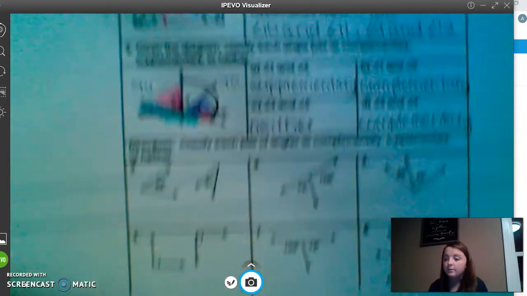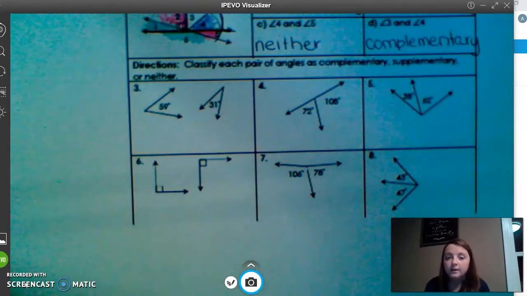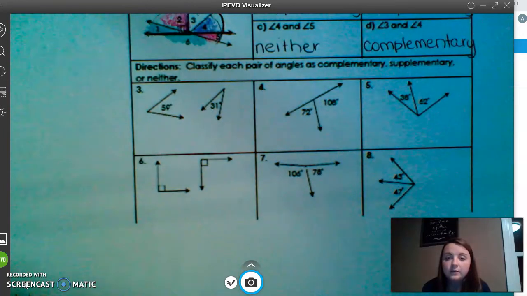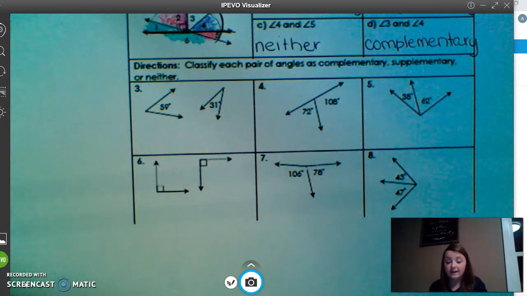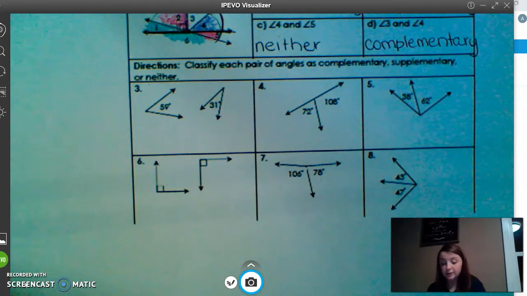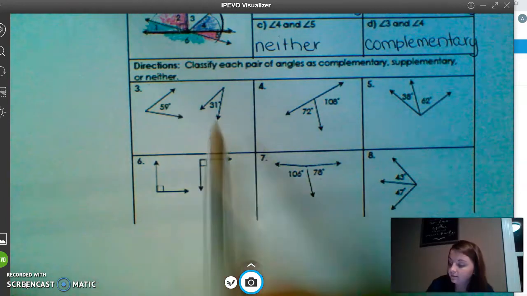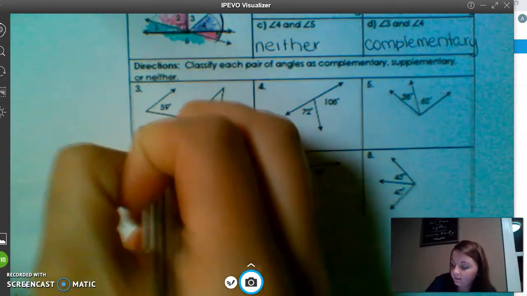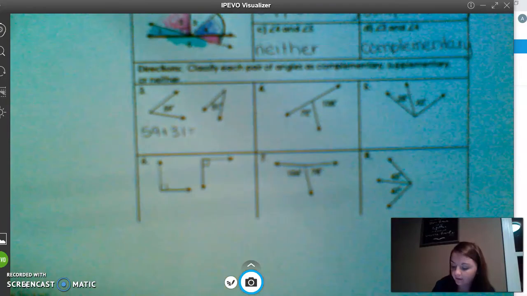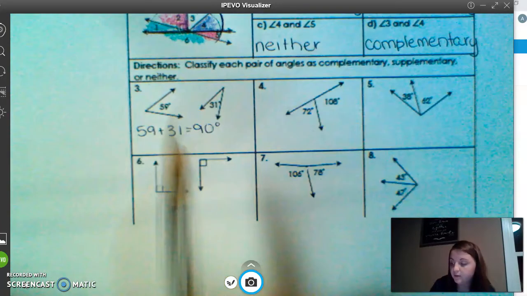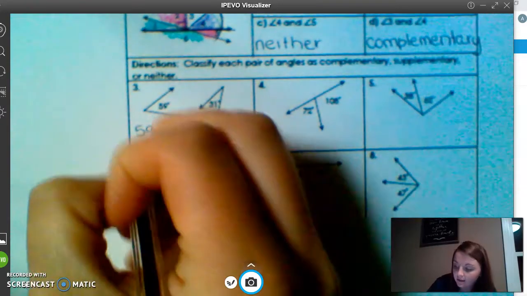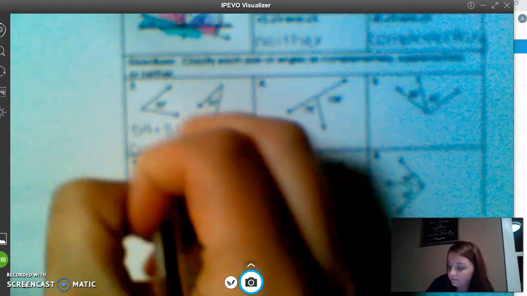Okay, moving on from there. Our next section says classify each pair of angles as complementary, supplementary, or neither. So you need to double check the angle measures and make sure they add up like 100%. Don't just assume because they look like they would come together. Actually add them up. So 3, if I do 59 plus 31, you get 90. So since together they make 90 degrees, they would be complementary.